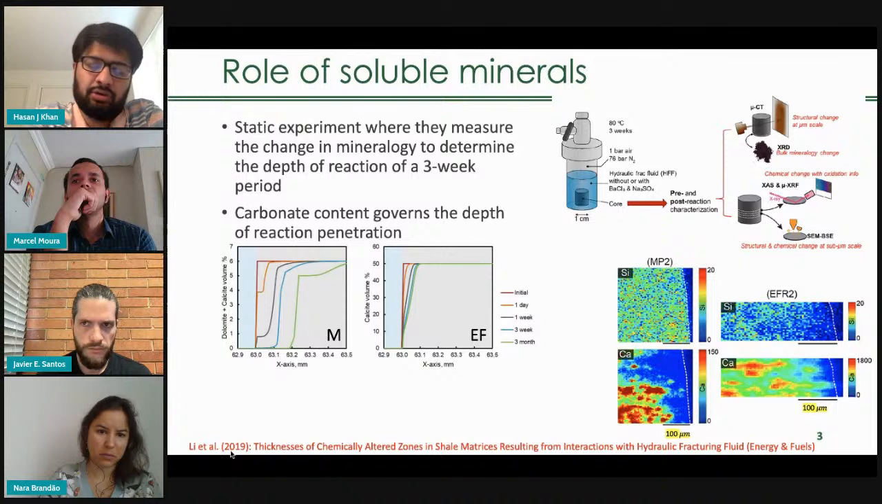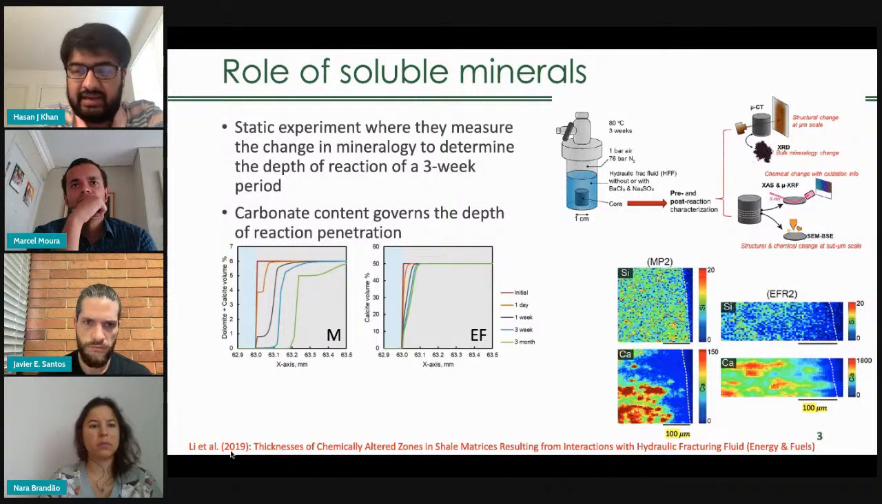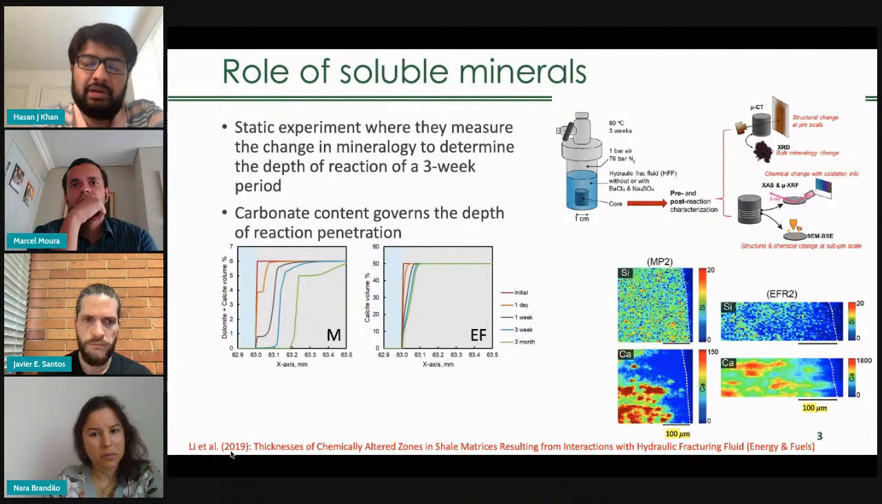They took 2 different types of shales, a carbonate-rich Eagle-Ford and a carbonate-poor Marcellus shale, that they exposed to an acidic brine for a period of up to 3 weeks, after which they cleaned the sample, sliced it in half, and conducted micro XRF on the surface. Based on those studies, they were able to generate elemental maps, which are presented on the bottom right-hand side.